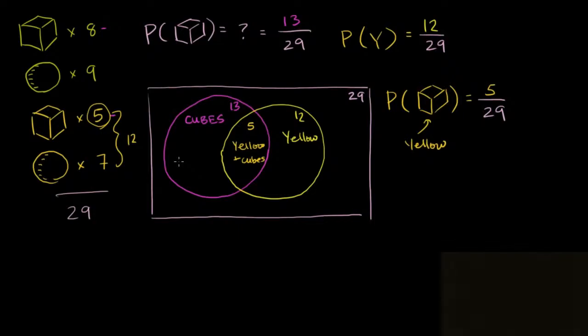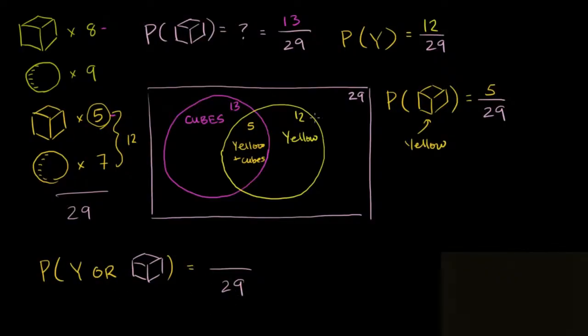Now let's ask, and this is probably the most interesting thing to ask, what is the probability of getting something that is yellow or a cube of any color? Well, we still know that the denominator here is going to be 29. These are all of the equally likely possibilities that might jump out of the bag. But what are the possibilities that meet our conditions?